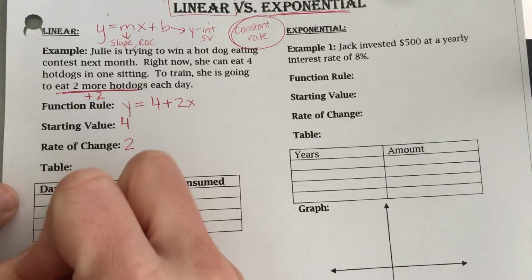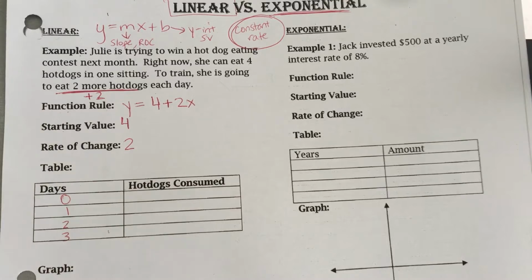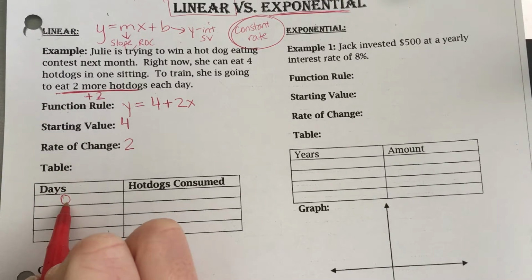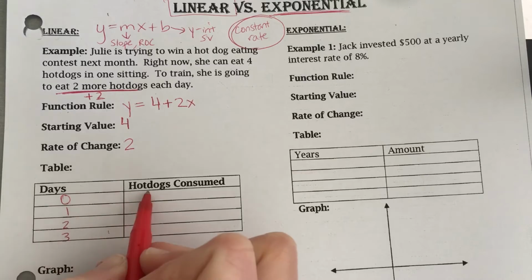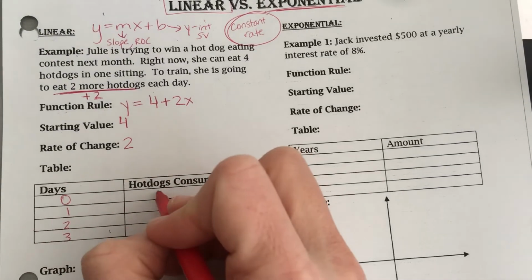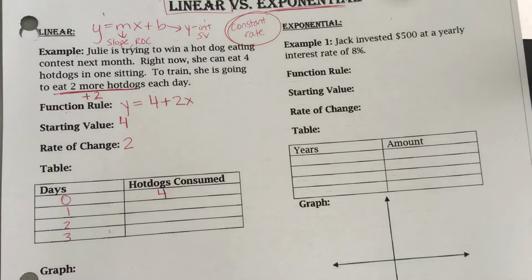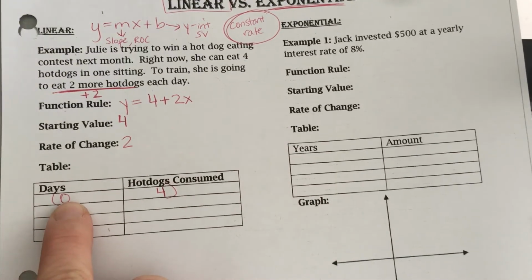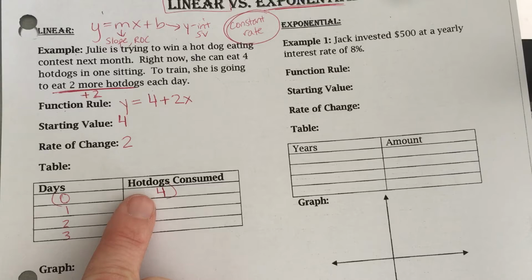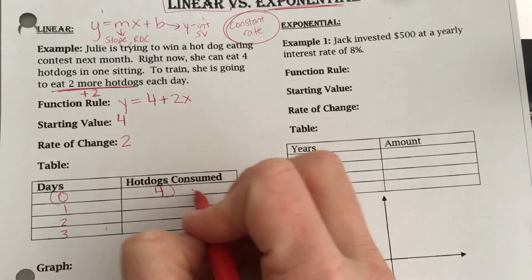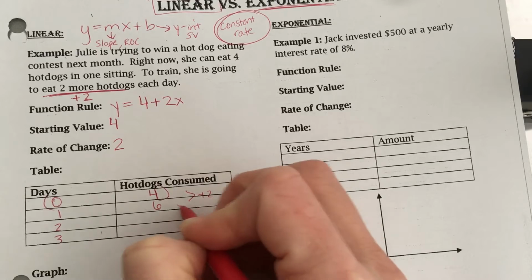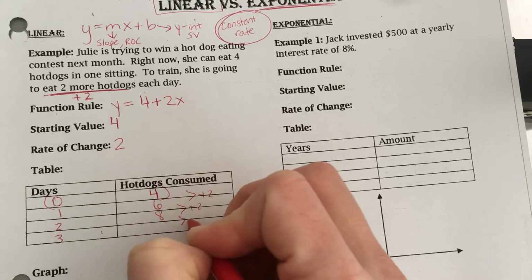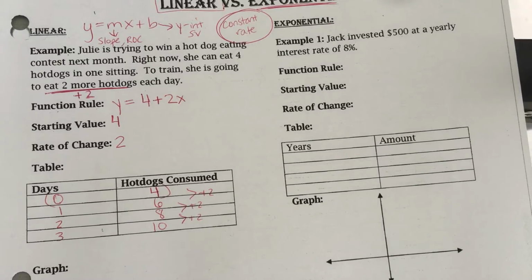All right, let's make a table. So we'll do 0, 1, 2, 3, and that represents days. So in the beginning, when there had been 0 days, how many hot dogs had she consumed? 4, because that is how many she could eat in the beginning. That was her starting value. And remember, the 0 is your starting value. It's your y-intercept, okay? Then she adds 2 every day. So if we add 2, that would put us at 6. If we add 2 more, that puts us at 8. And if we add 2 more, that puts us at 10. Feel free to pause this video at any time and go back and listen to the explanation.